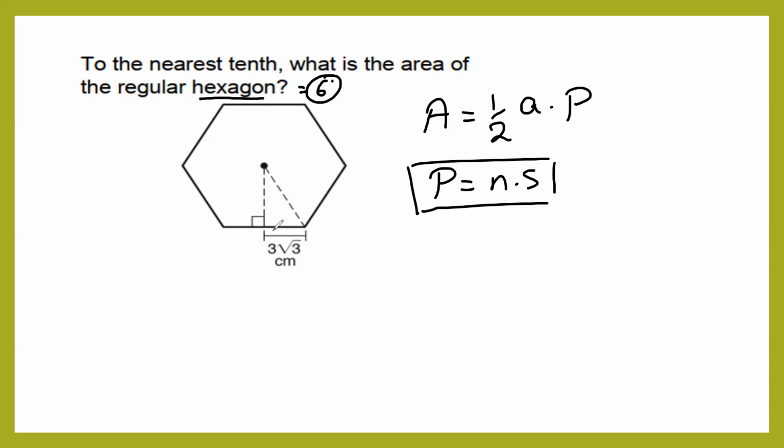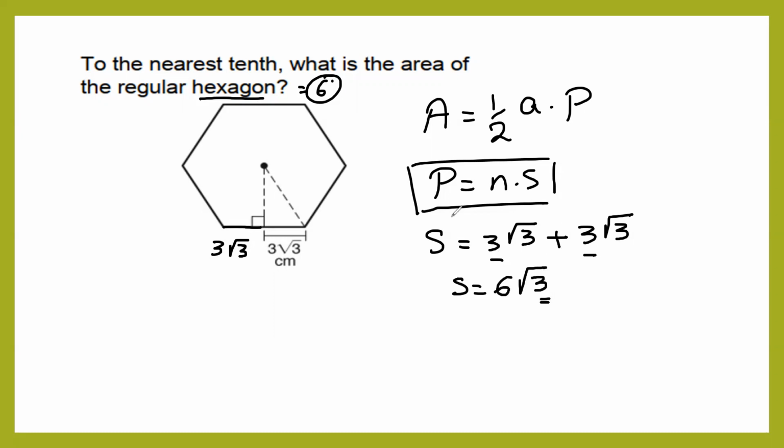So I carry the part here of half of the side, which is 3 square root of 3. So the side itself is 3 square root of 3 plus 3 square root of 3. This 3 and 3 gives 6 square root of 3. So this is the side length, the first side length.